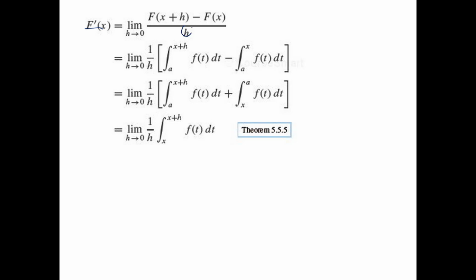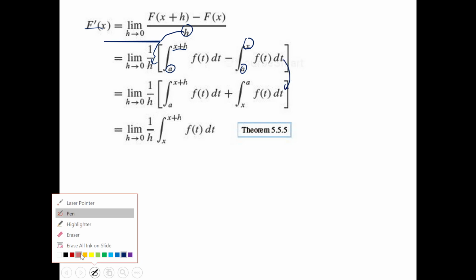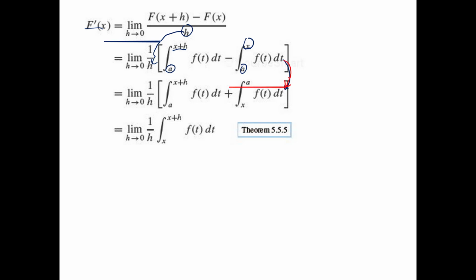Now this h right here, we can factor it out. That's all we've done there. And f of x plus h, we just replace the x with x plus h. F of x, that stays right there. And if you notice, we have an a here and an a down here. And if we could have the a up here, then we could join the two integrals together. So that's all we're doing in going from this step to this step. All we're doing in going from this step to this step is switching the limits of integration.